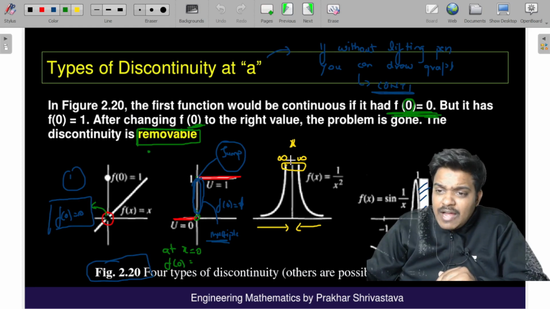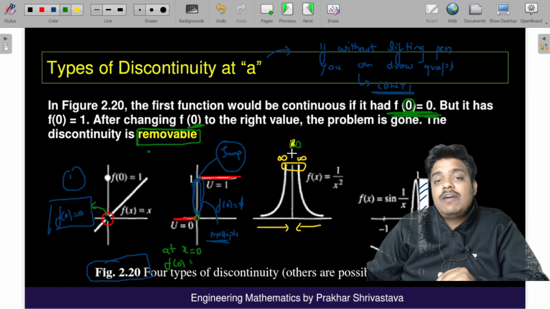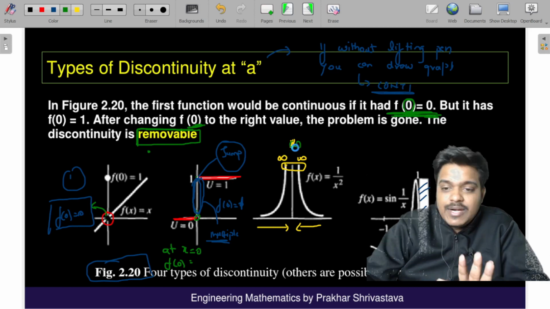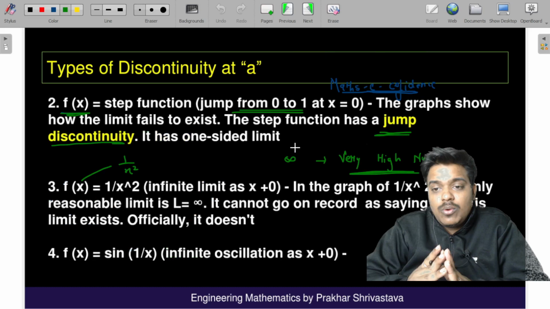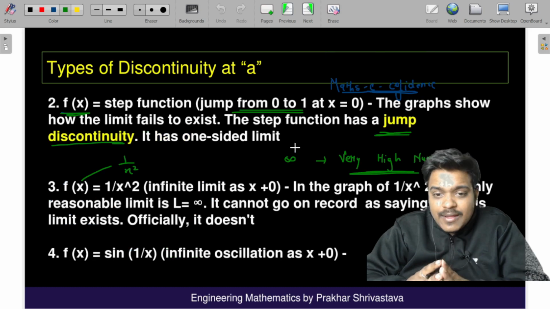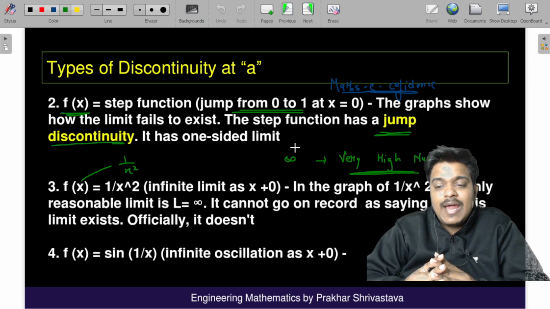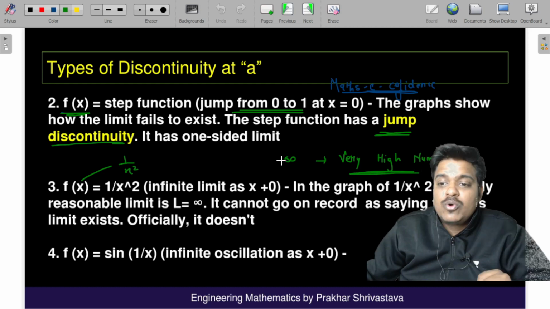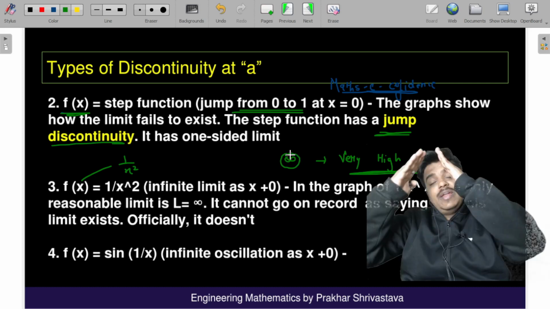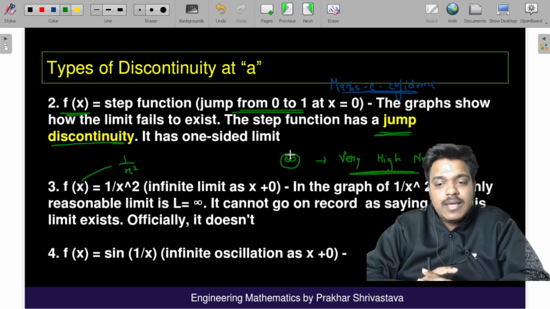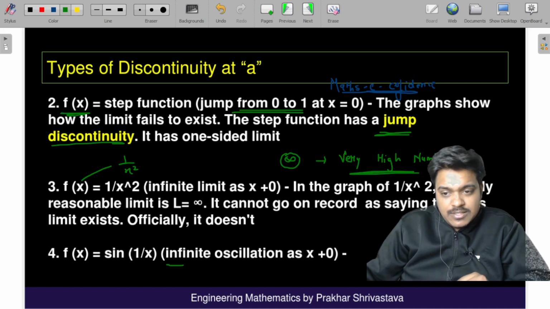in this graph, the graph goes to infinity and meets. That's all what is written here. Is it clear? So that is why in the graph of 1 upon x square, the only reasonable limit is that it tends to infinity at x is equal to 0. It cannot go on record as saying this limit exists. Officially it doesn't. Ab infinity to koi limit nahi hoti hai na. But we know that somewhere it will go and meet. Is it clear?